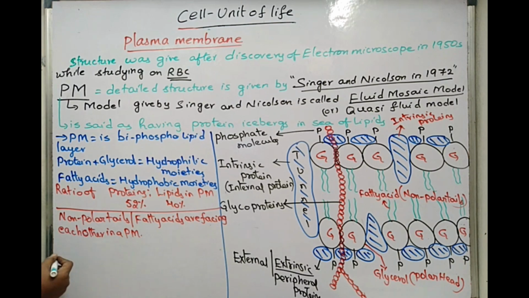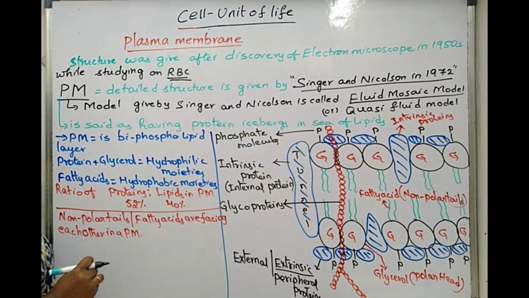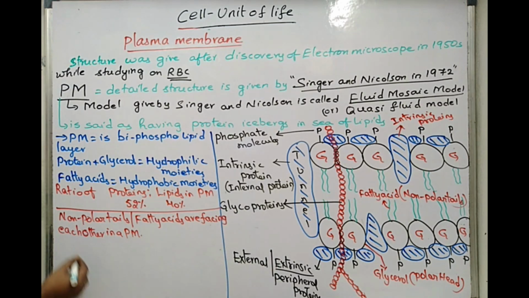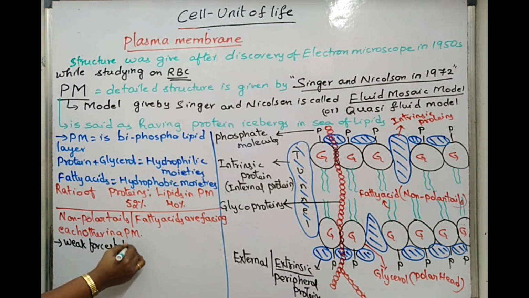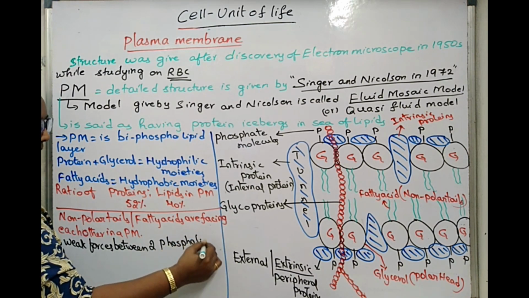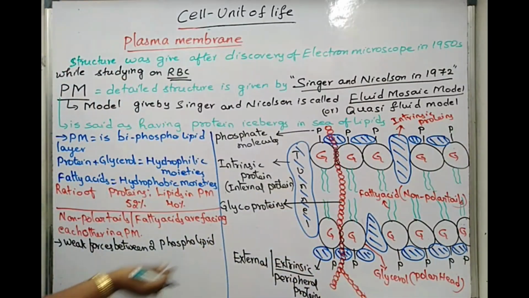There will be weak forces between the phospholipid bilayer. Attraction is weak. So such weak forces between two phospholipid layers are called as van der Waals forces. This is one phospholipid layer, this is another phospholipid layer. So attraction between these both is weak, and that is called van der Waals forces.